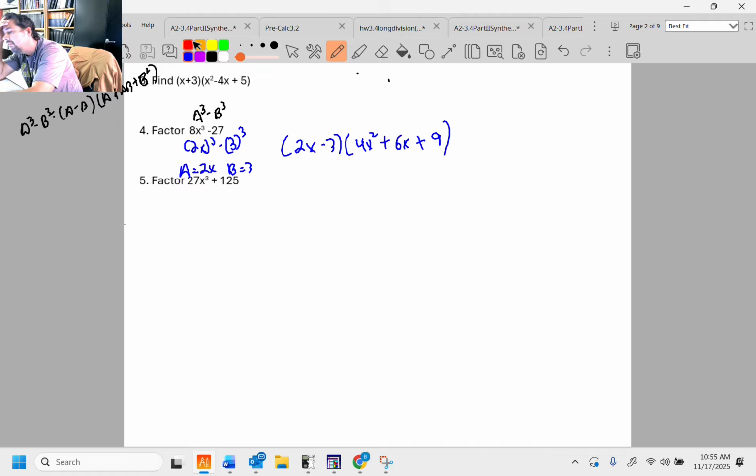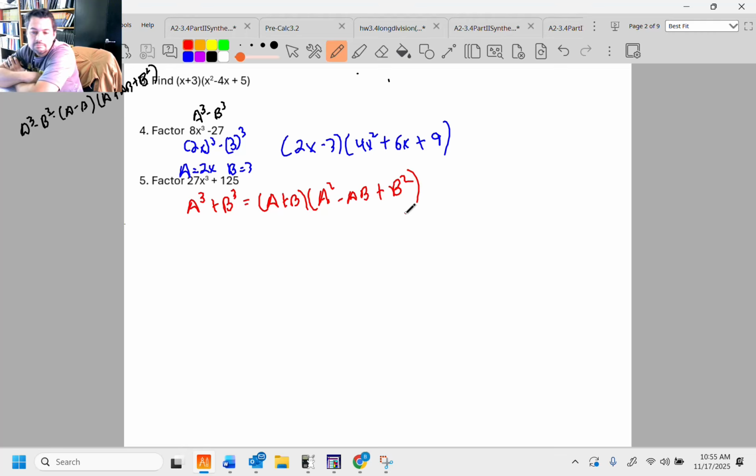Number 5, we have a sum of two cubes. This is something cubed plus something cubed, which factors as something plus something times something squared minus the product of those two somethings plus the last something squared. All you gotta do is memorize.